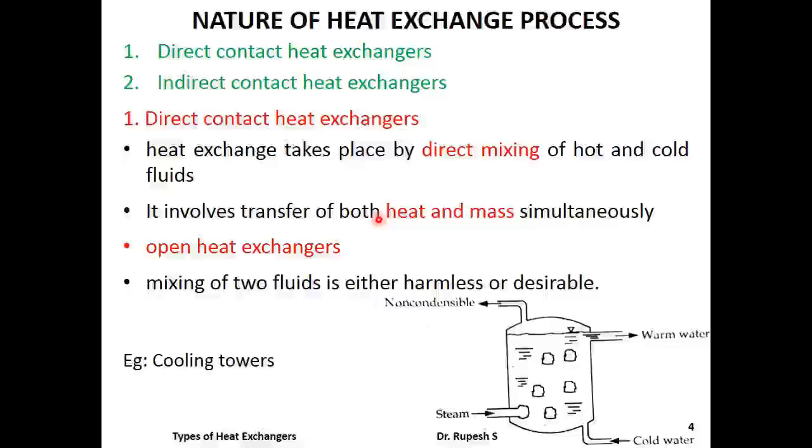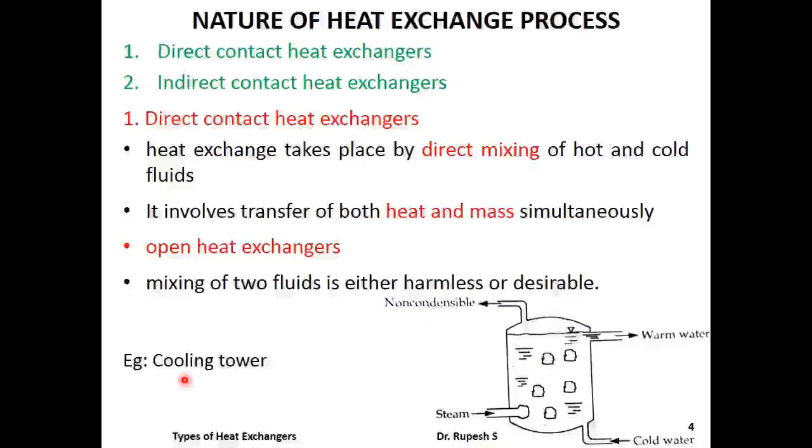They are also known as open heat exchangers. These are heat exchangers where heat exchange takes place by direct mixing of hot and cold fluids. It involves both heat and mass transfer simultaneously as the streams mix together. They are preferred when mixing of two fluids is either harmless or desirable.